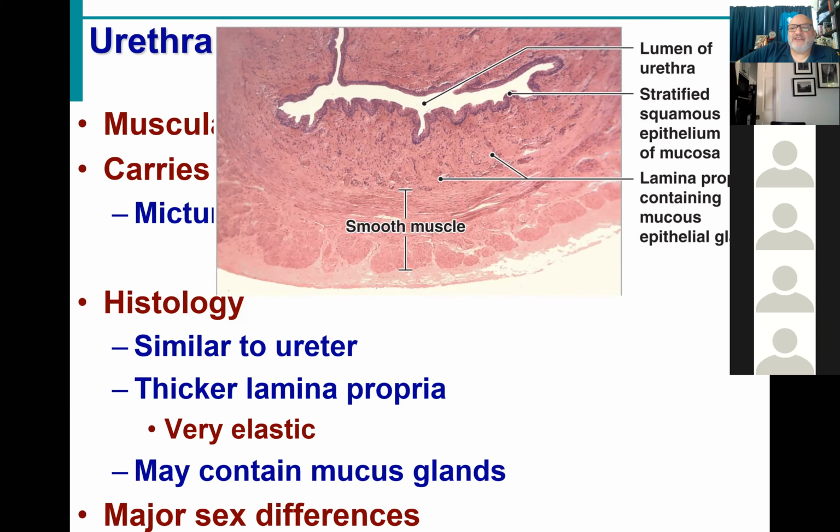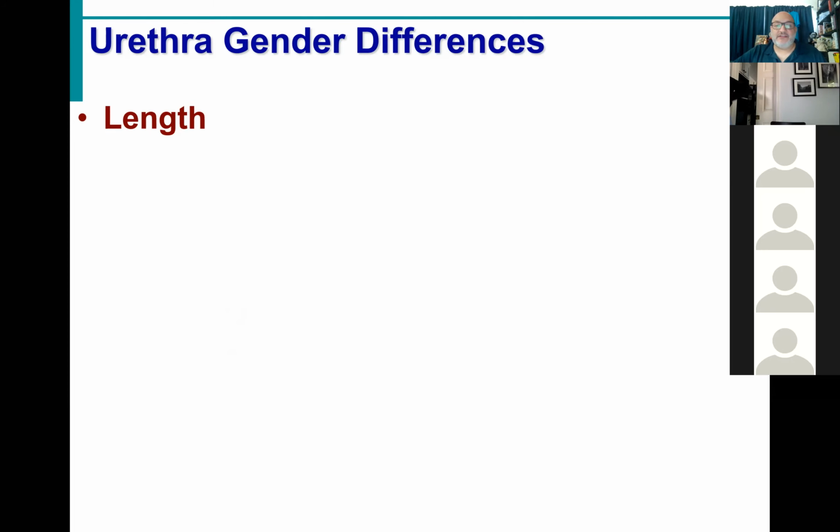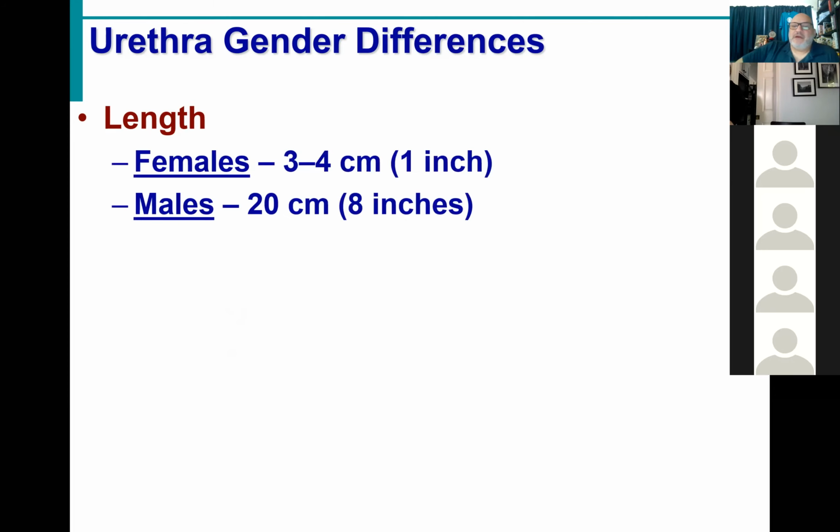This is the first time we really see meaningful sex differences in the organs that we're talking about that influence what they do. Obviously, one of the big differences is length. In females, the length of the urethra is only about 1 inch, whereas in males, it is 8 inches. Notice I'm talking about urethral length, not the length of your penis. Obviously, one is much longer than the other.